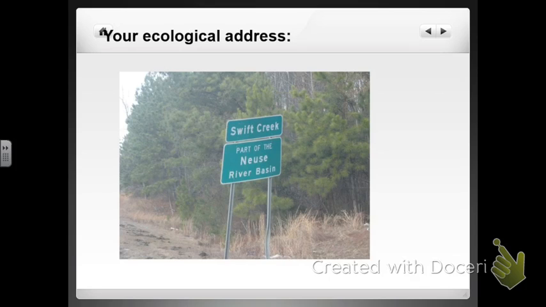This is an example of, we've got the Neuse River Basin in the picture, and then the Swift Creek watershed is on top, and that's out in East Raleigh as you're coming into Garner, was where that picture was taken. And that is your ecological address. The river basin that you live in is what is referred to as your ecological address.